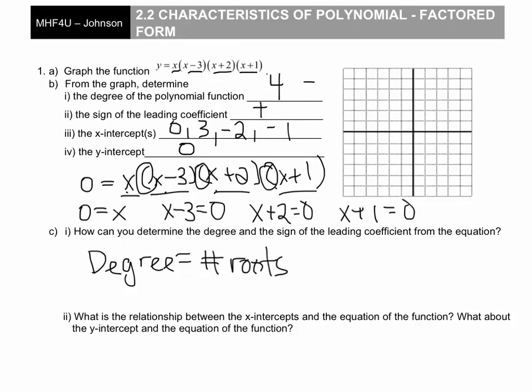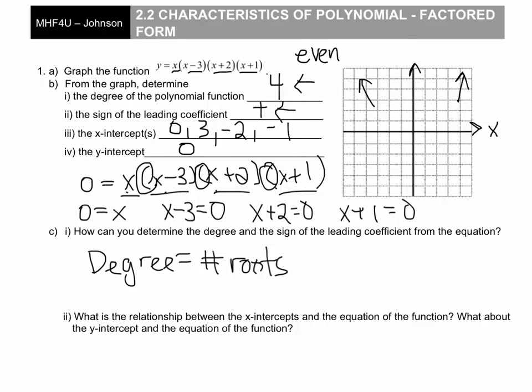Because we know the degree is 4, this is going to be an even degree function. The leading coefficient is positive. That means that our end behaviors are as x approaches positive infinity, y is going to approach positive infinity. And as x approaches negative infinity, y approaches positive infinity. So our function is going to end in those two quadrants.